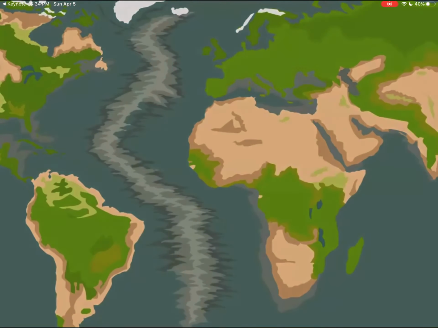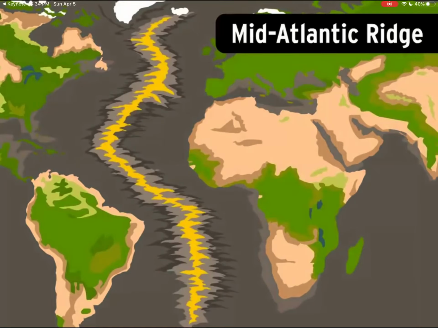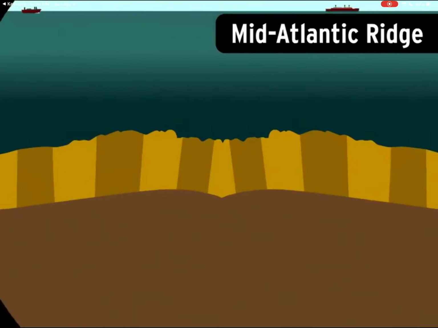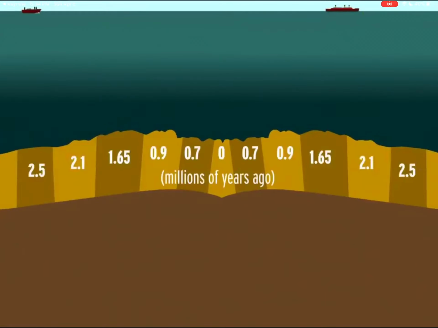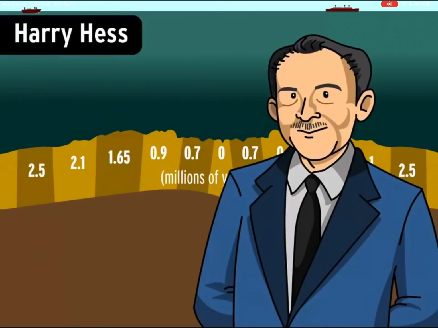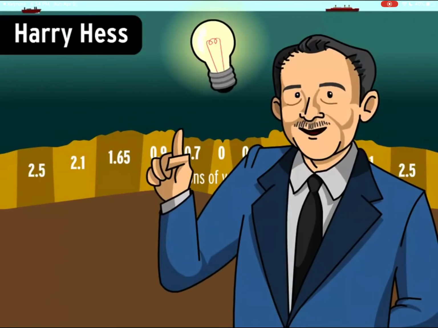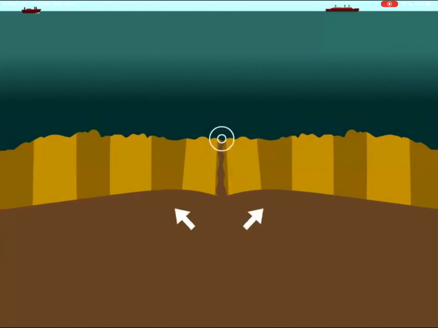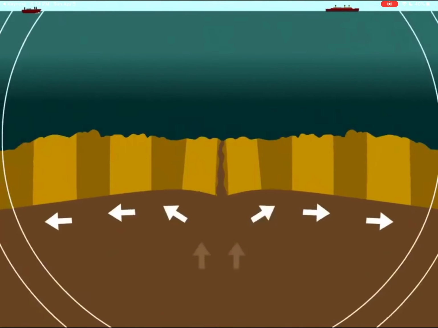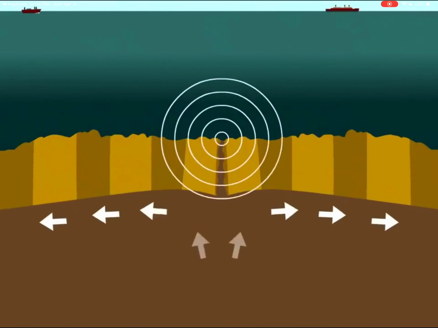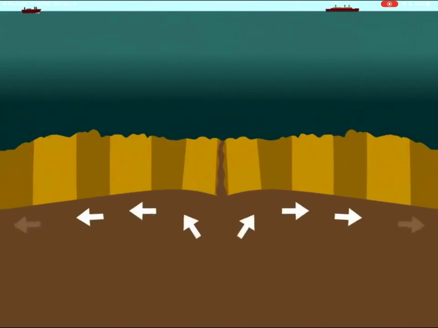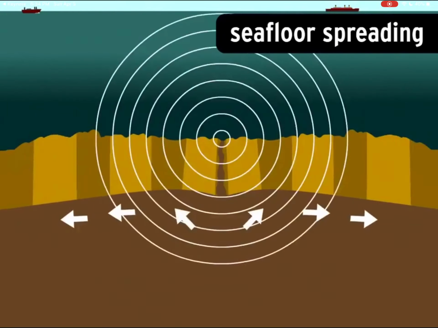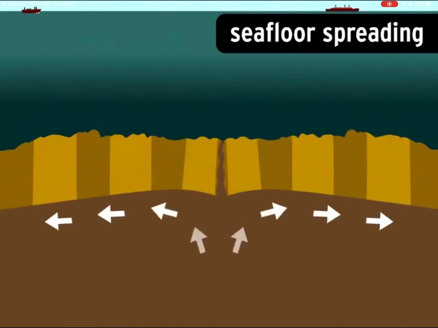In the 1950s, scientists began mapping the mid-Atlantic ridge. It's a mountain range running 10,000 miles along the ocean floor. Tests revealed that the farther you got from the ridge, the older the seafloor was. So a geologist named Harry Hess proposed a revolutionary idea: new seafloor was forming at the ridge and spreading outward to make room for more. In other words, the surface of the planet was moving. Hess called this process seafloor spreading.